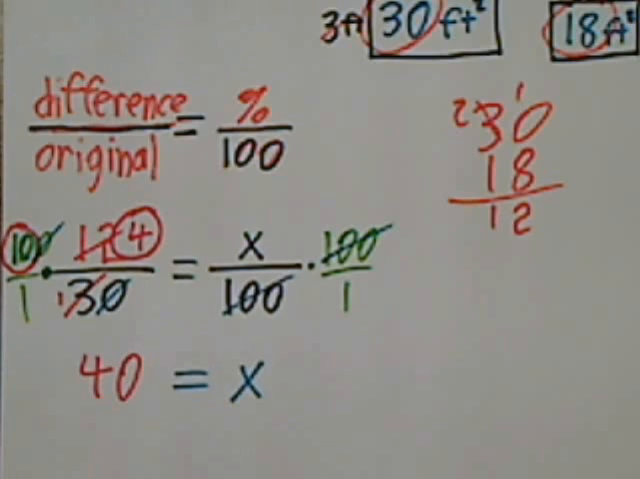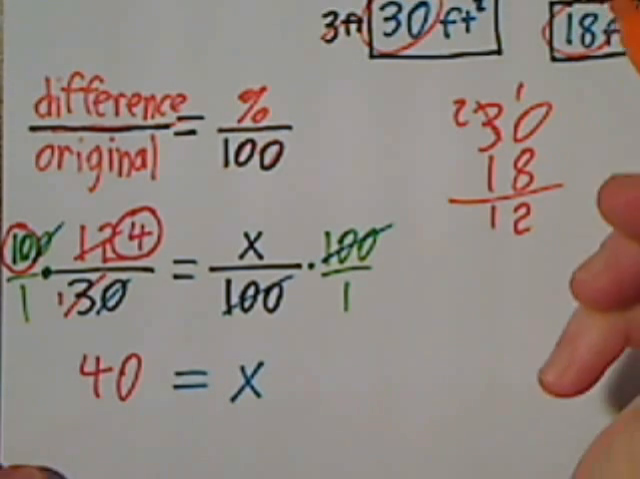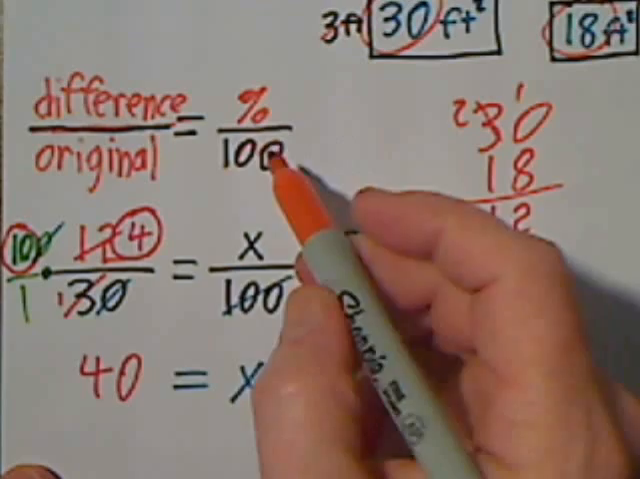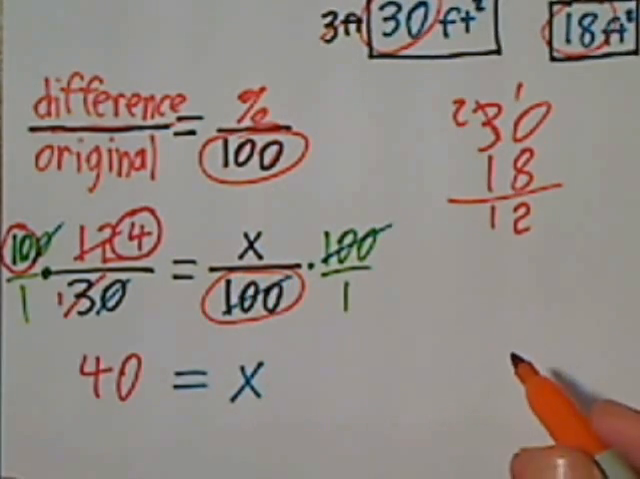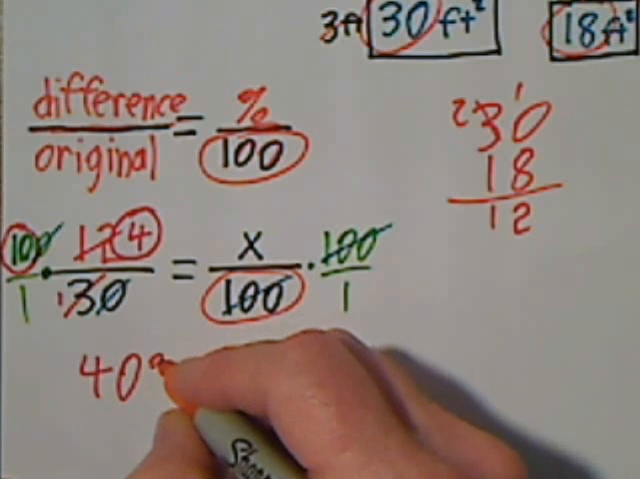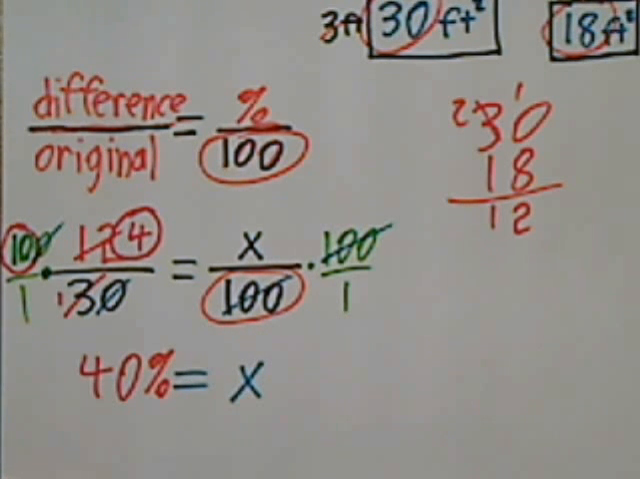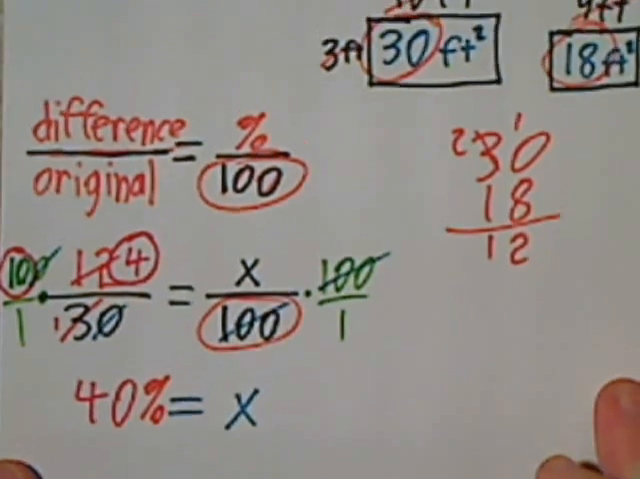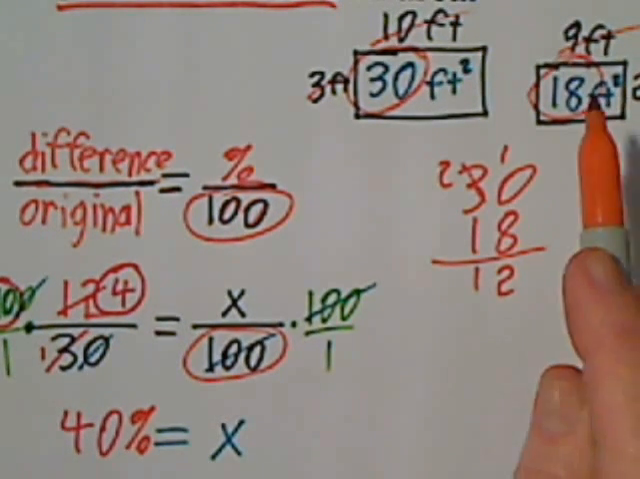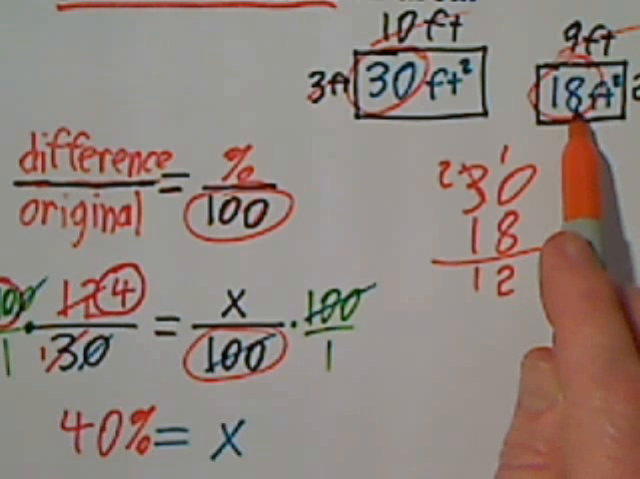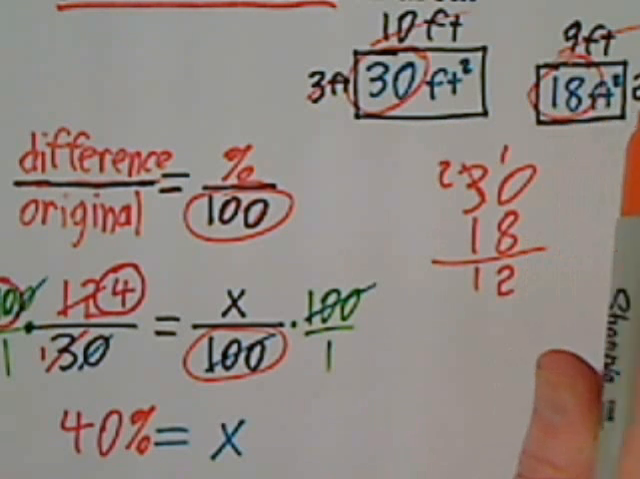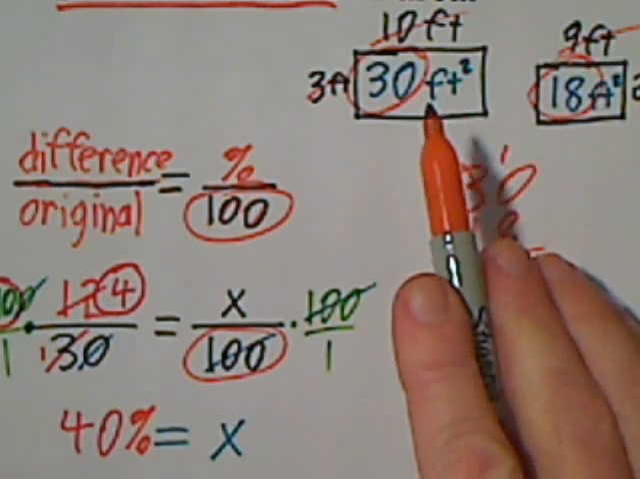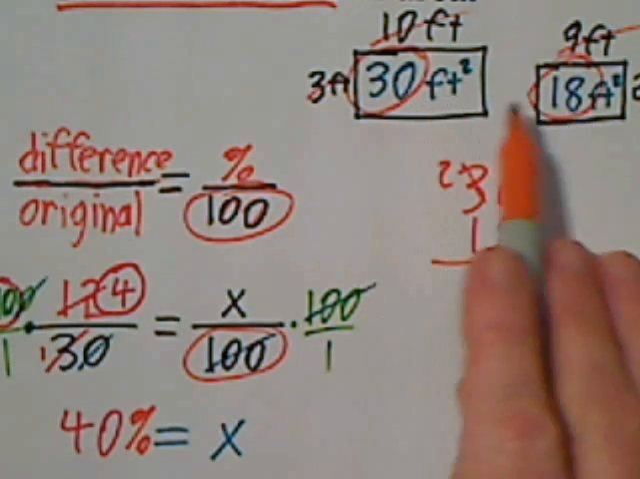And don't forget, they want the percent decrease, and by putting x over 100, you've taken care of the position of the decimal. So now you have to remember to put in the percent sign. So this rectangle is 40% smaller than this rectangle. And again, it's a good idea to see if this makes sense. 40% is pretty close to 50%, and half of 30 would be 15, so that seems about right.